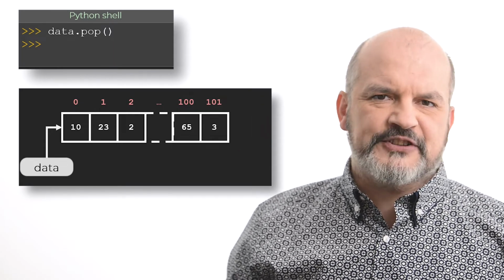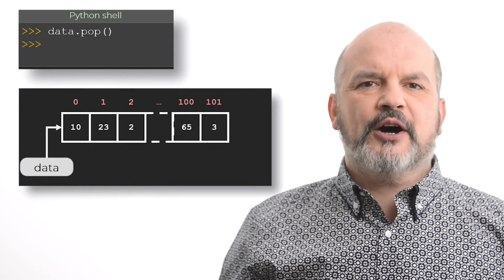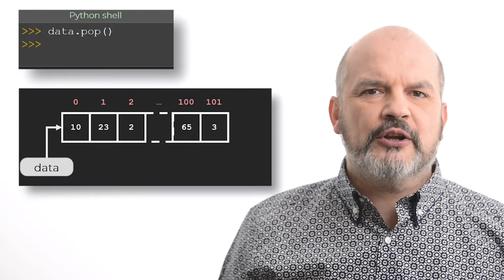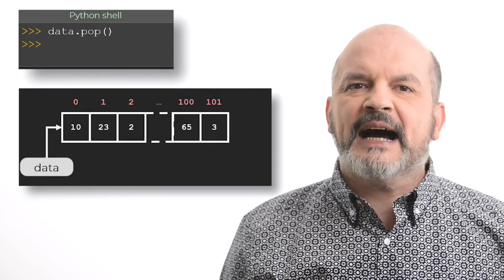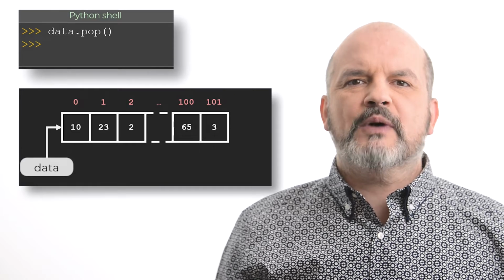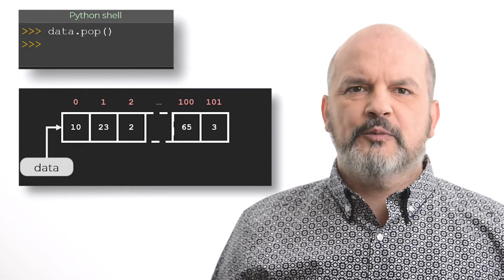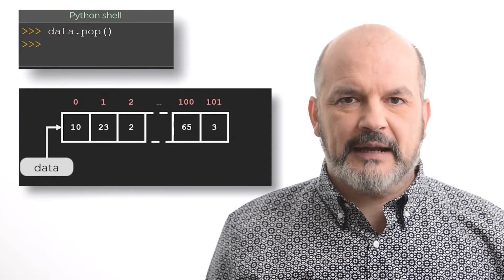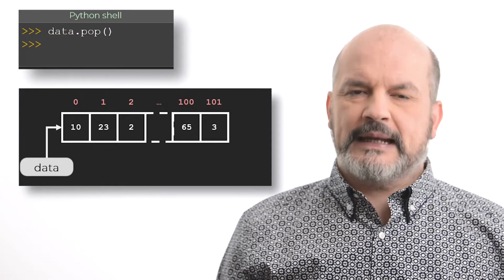In computer science terms, we say the operation is done in constant time. That is, the efficiency of the operation does not depend on the size of the list. Here we've got a list containing hundreds of elements. It's going to be done very quickly. And if you have a list of 1,000,000 elements, it will be done as quickly.